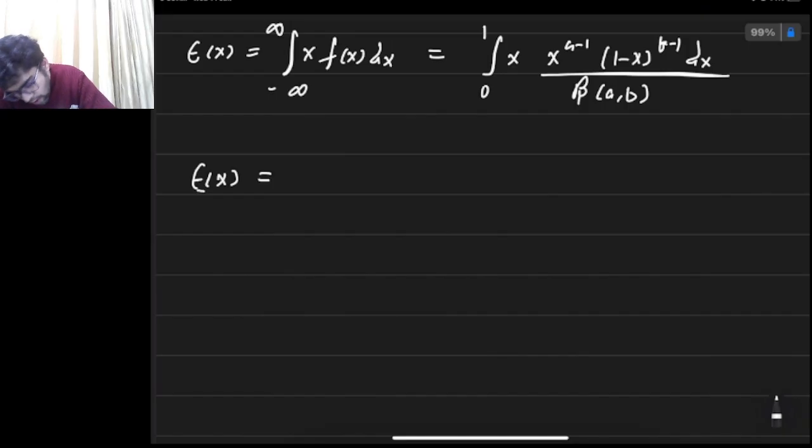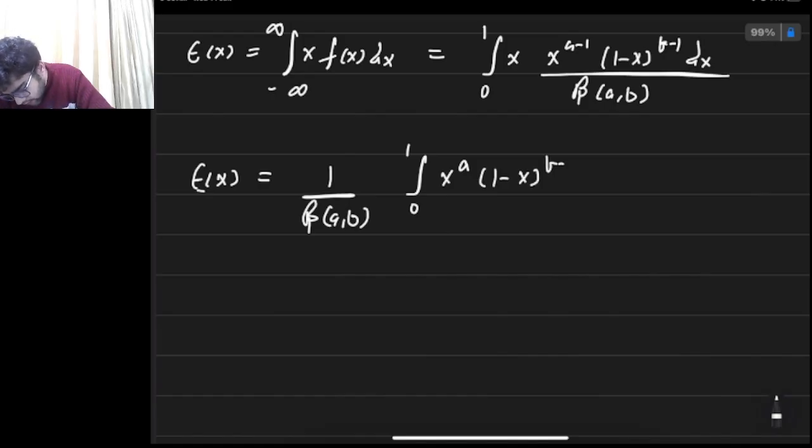So if I just take beta out, I'm left with the integral from 0 to 1. Now x to the power a minus 1 becomes x to the power a, and 1 minus x to the power b minus 1 dx.